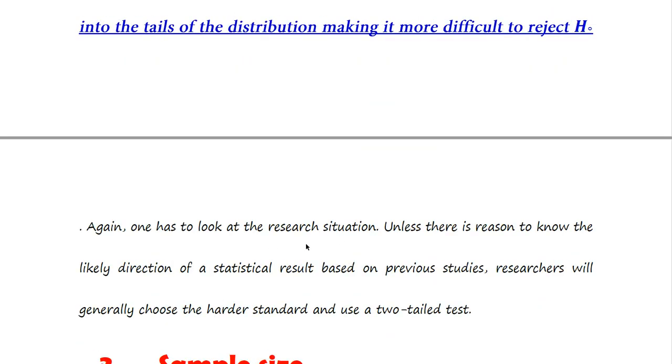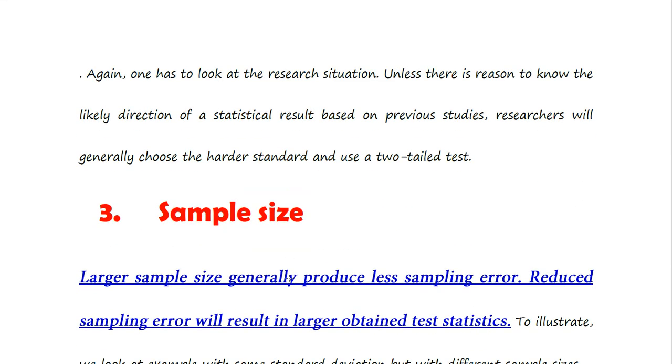Again, one has to look at the research situation. Unless there is reason to know the likely direction of the statistical result based on previous studies, researchers will generally choose the harder standard and use a two-tail test. So the choice of one tail or two-tail test depends upon the situation, but it also has an effect on the power of test. That is the purpose of discussing it here. Now we move towards the third title, sample size.